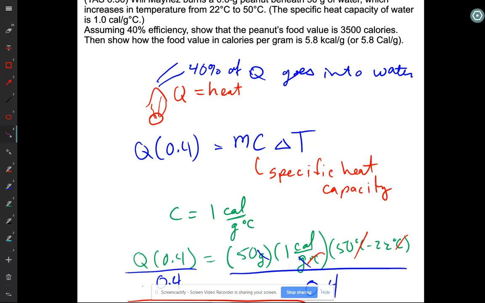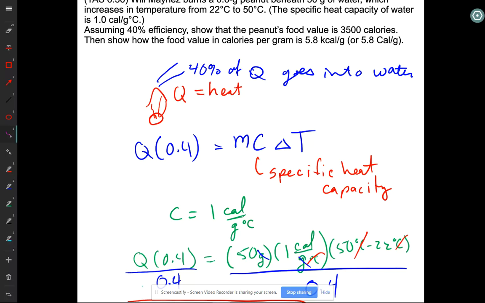So that's where we started. We said the heat is 40% of the energy that's released. 40% of the heat released from the peanut is going into heating water. And so that first calculation, 40% of Q equals MC delta T, is saying the heat going into the water is equal to MC delta T: mass of the water, C of the water, change in temperature of the water.